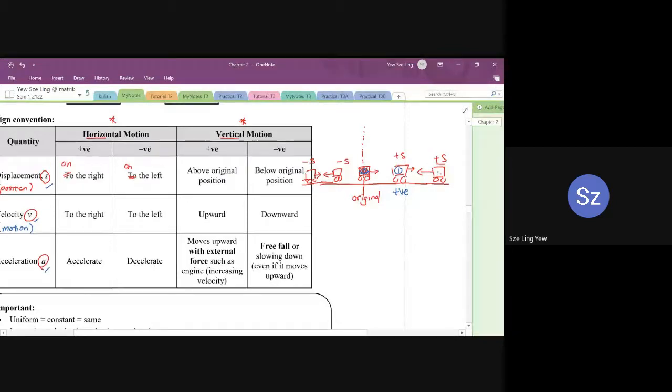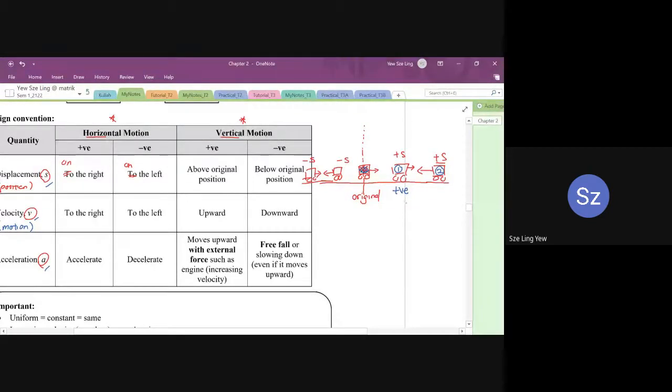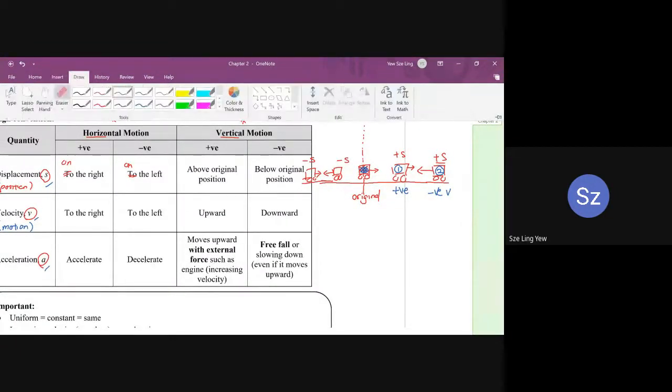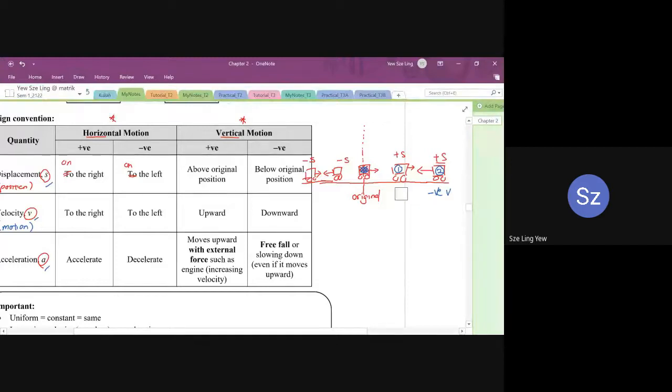And then at the second position here, my object makes a U-turn. So even though it still has a positive S, because the direction of motion is going to the left-hand side, now you have a negative V. Just now it was positive V. Now I'm going to write it to make it easier to read.